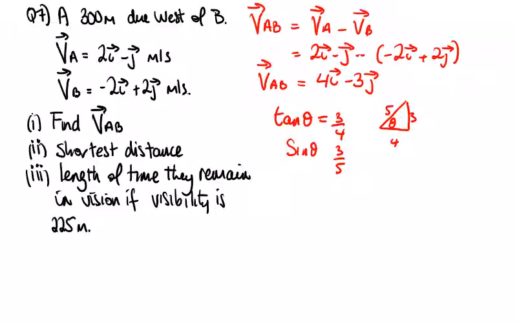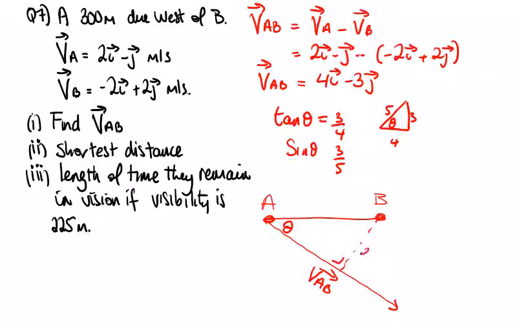So we have A west of B. Here's my diagram. A is west of B. 4I minus 3J is positive negative, down in this direction. The velocity of A relative to B. The shortest distance is somewhere here. This is my theta, this is my right angle, and this is my shortest distance, x. So the sine of theta is equal to x over the 300 meters that they were apart. So 300 by 3 over 5 is 180, so x is equal to 180 meters.